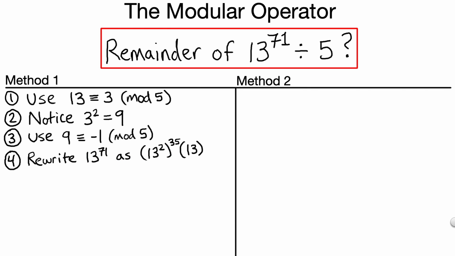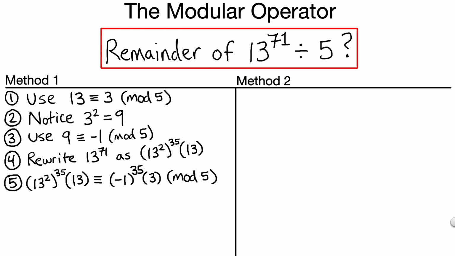Next, we can rewrite the original statement, splitting up the power of 71 into 70 and just 1 by itself. Here's 13 to the power of 70 and 13 to the power of 1. Notice that I separated 13 squared. This will be useful because we can rewrite this as -1 to the power of 35 times just 3. I'm using one of the rules up here. I take 13 equivalent to 3 mod 5, and then I take 3 squared equivalent to 9, or just -1 mod 5. This is to say, 13 squared is equivalent to -1 mod 5.